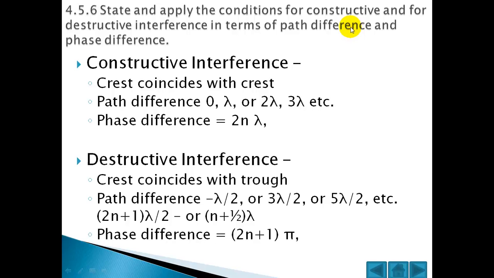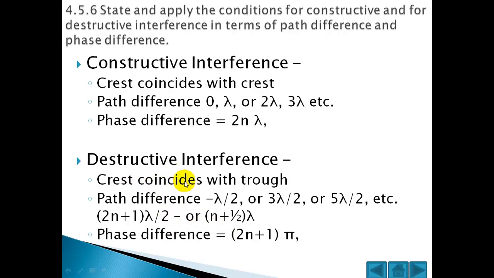So the conditions for constructive and destructive interference in terms of the path difference and the phase difference. So constructive interference is when you get a crest coinciding with another crest, or a trough with a trough. So there's a path difference of 0, lambda, 2 lambda, 3 lambda, and so on. Or a phase difference of 2n pi, which should be 0, 2 pi, 4 pi, and so on. And this should be radians, not lambda.